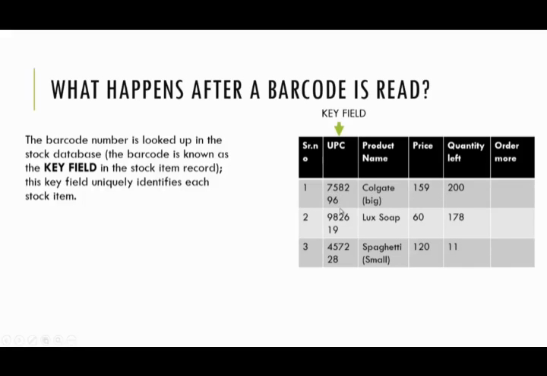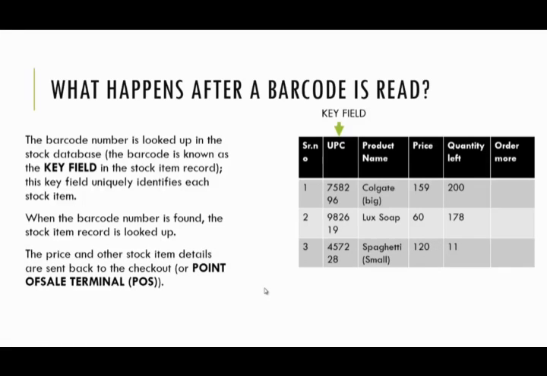So in this case, maybe this barcode was scanned and this is searched. Spaghetti small, price is 120 and quantity left is 11. So it is searched. Now what happens when the barcode number is found? The stock item record is looked up, the price and everything, the details.